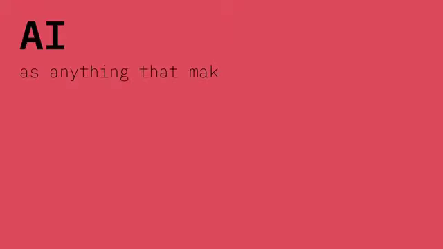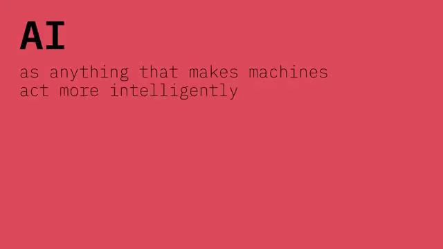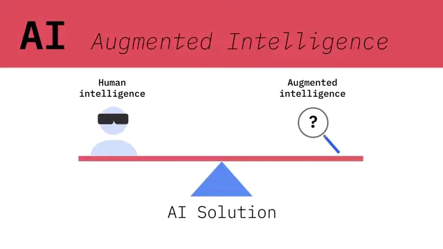At IBM, we define AI as anything that makes machines act more intelligently. We like to think of AI as augmented intelligence. We believe that AI should not attempt to replace human experts, but rather extend human capabilities and accomplish tasks that neither humans nor machines could do on their own.